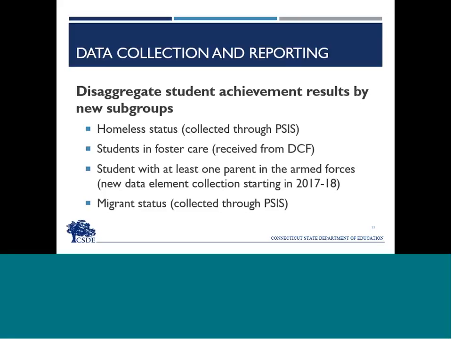Thank you. The one new element, though, is bullet number 3, which is identification of a student with at least one parent in the armed forces. We have already communicated this to superintendents in a commissioner's letter in June. It's been in our newsletter as well. Our plan is to start collecting this starting with the 17-18 school year.